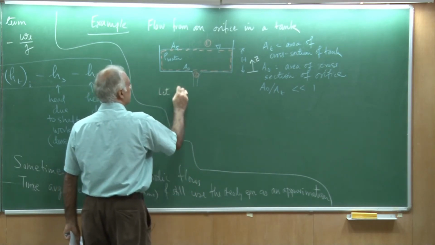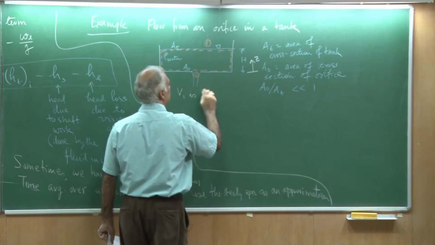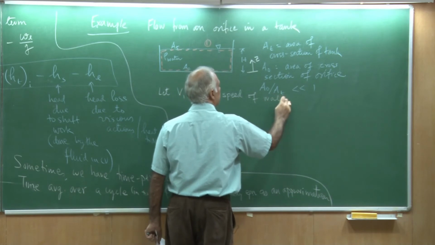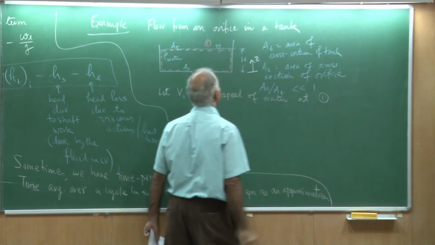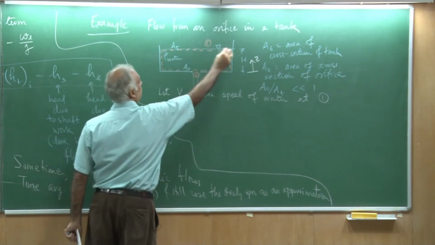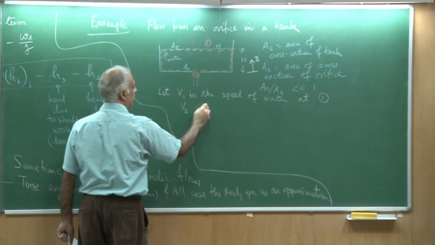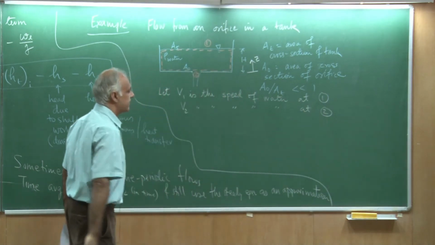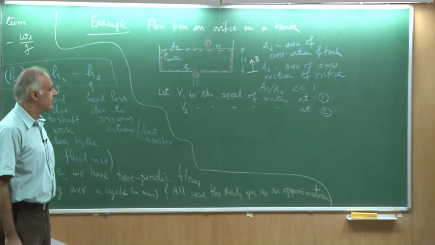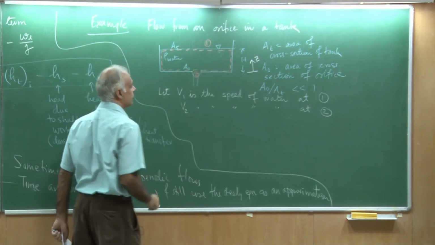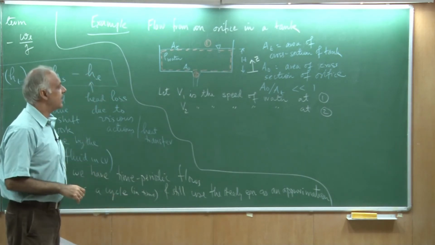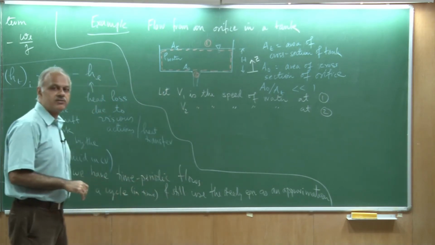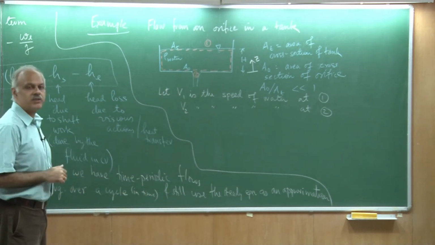So let V1 be the speed of water at section 1, here, and V2 the speed of water at 2, over here. Clearly it's going to vary. V1 is going to vary across the area of the tank, and V2 may also vary because of certain reasons at the orifice.